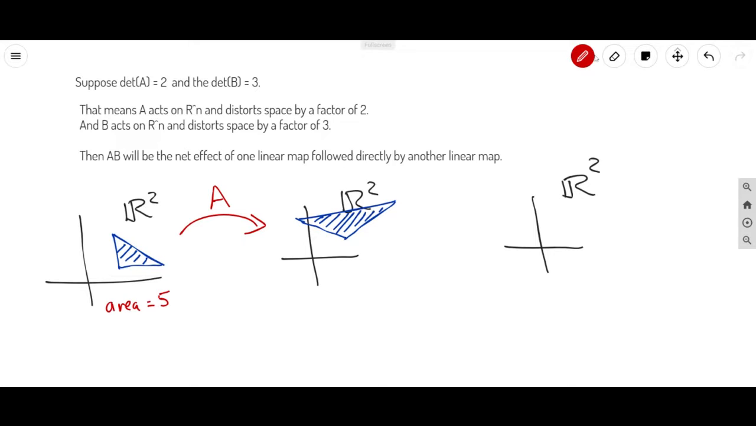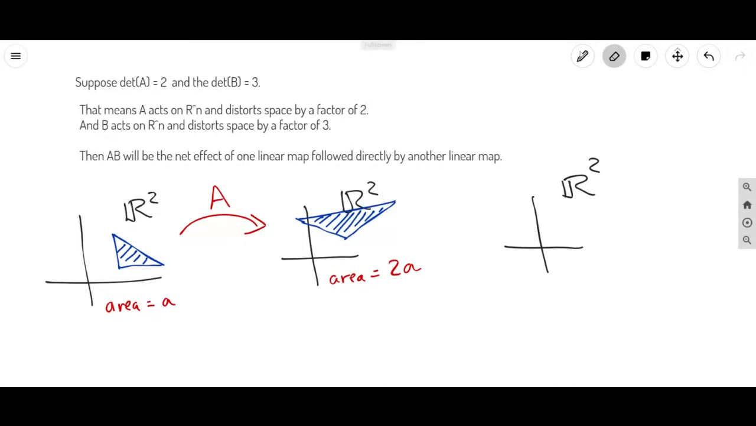Well, let's say the area is equal to A. So the area of this triangle is equal to A. Then the area of this new triangle is now going to be 2A. That's because the determinant will distort the image, right? The before and after image. The after image will grow by a factor of 2.